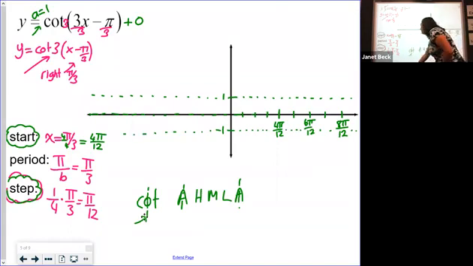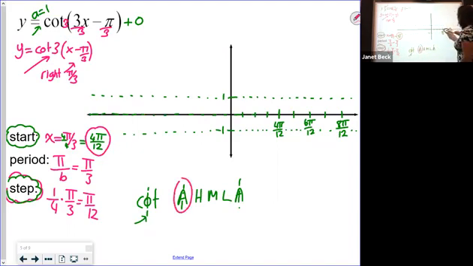So let's graph one cycle going forward. I'm going to start at pi by 3, which is the same thing as 4 pi by 12. And I start with an asymptote. Okay, right. So at 4 pi by 12, I need a vertical asymptote. Whenever you have a vertical asymptote, x equals, yeah, why don't we reduce that? 4 pi by 12 is the same thing as pi by 3.